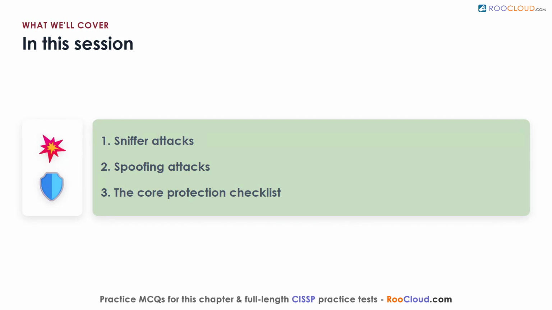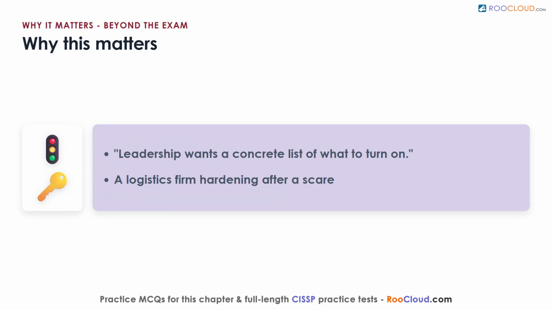How does a sniffer attack read traffic off the wire? What are the common spoofing attacks? And what is the practical checklist of controls that defends against all of this? Why does this matter beyond the exam? Because after learning a dozen attacks, you need a clean set of defenses you can actually deploy.